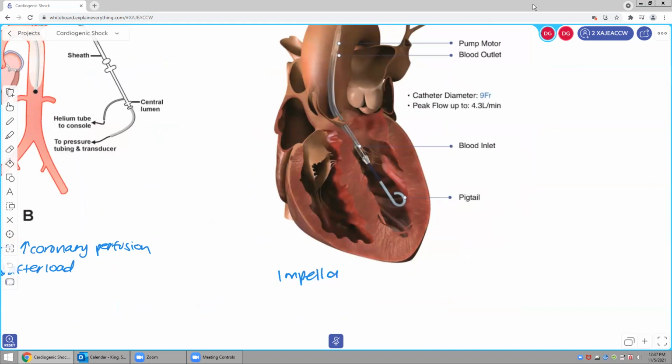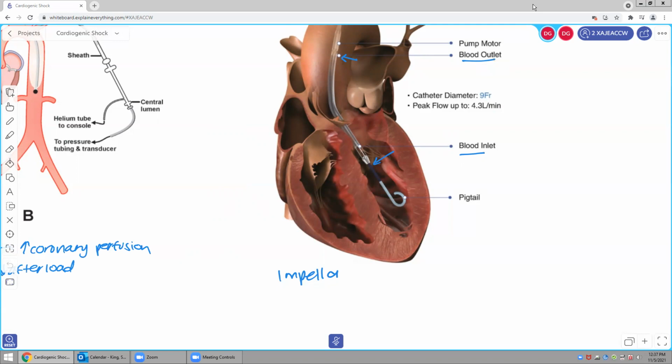So while a balloon pump sits in the aorta, inflates during diastole to increase coronary perfusion, and then deflates in systole to decrease afterload, the Impeller looks like a pigtail catheter here and sits in the left ventricle. You can see here, blood comes in at this component, and it's essentially like an Archimedes screw that shoots blood from the left ventricle out into the aorta, comes out here. And it can substantially augment the cardiac output.